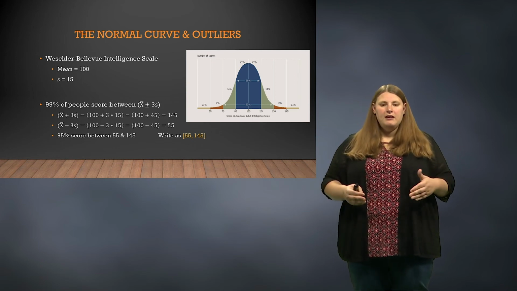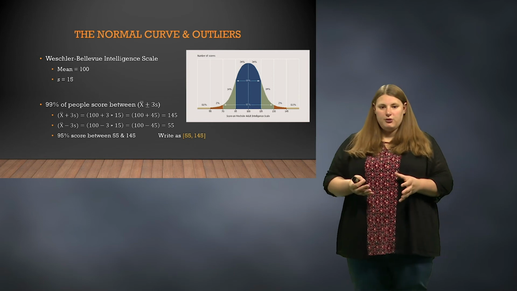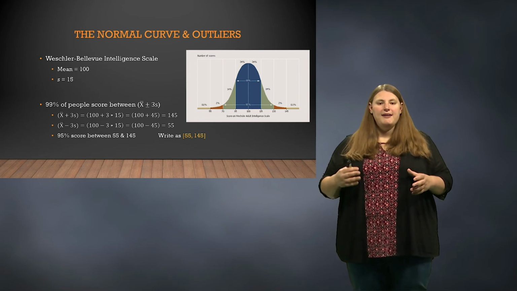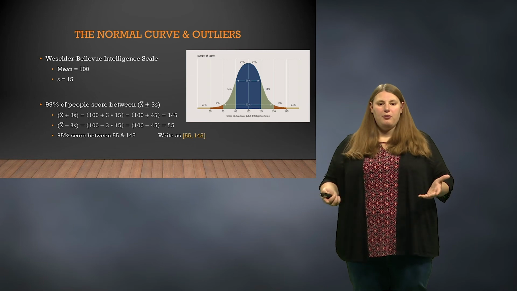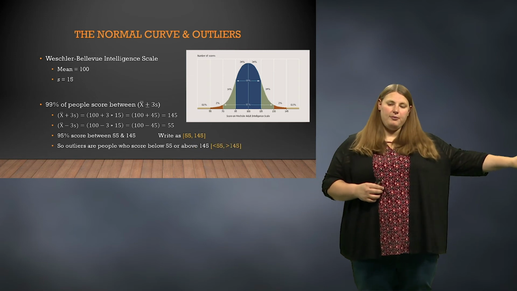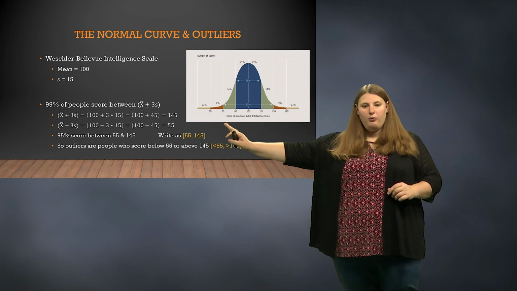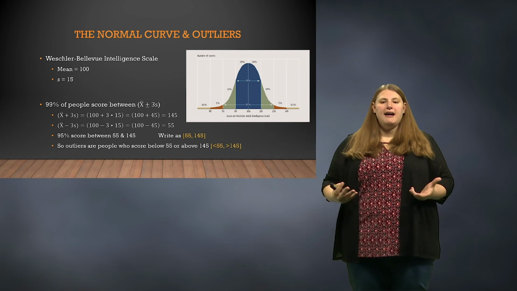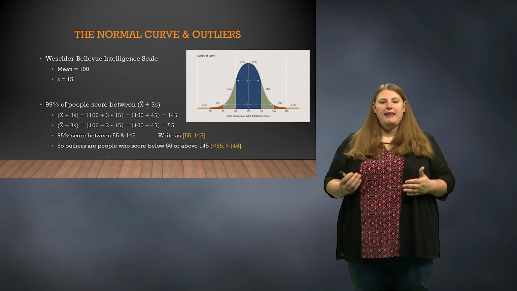So now that we know where the normal scores are, all we have to do now is identify those scores that would not be normal. In this case, anyone who scores below a 55 or above a 145 would be outside of the 99%, so they would be the outliers.